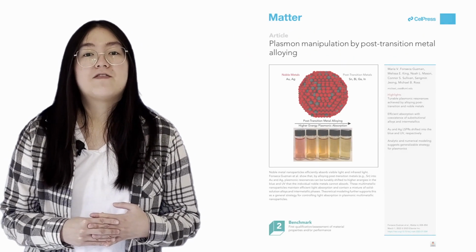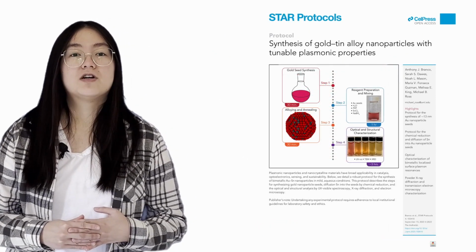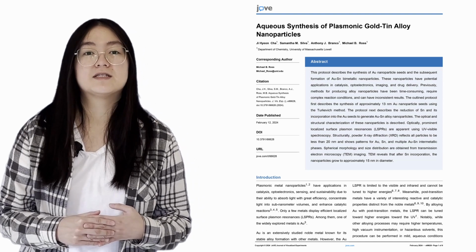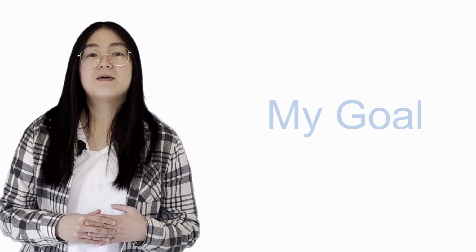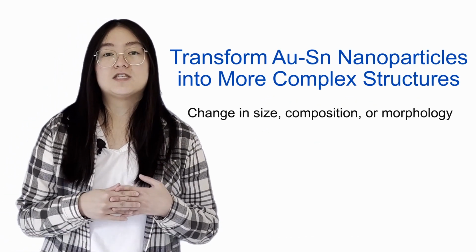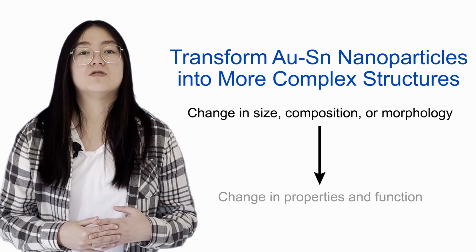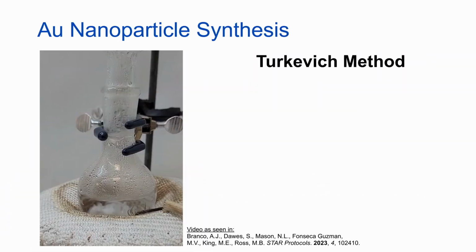As Ross lab recently developed a synthesis for gold-tin alloy nanoparticles with remarkable optical and structural properties, I've spent the last year trying to transform them into new nanostructures, as manipulating their size, composition, or morphology would lead to unique changes in their properties. I first synthesized gold nanoparticles through the well-known Turkevich method.